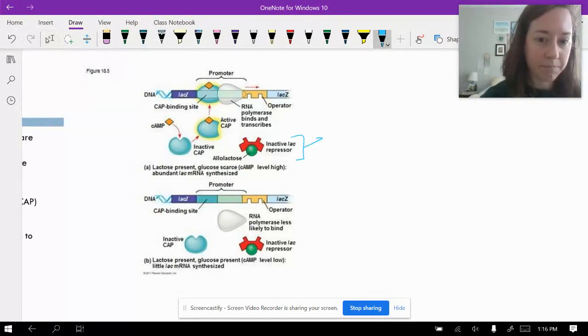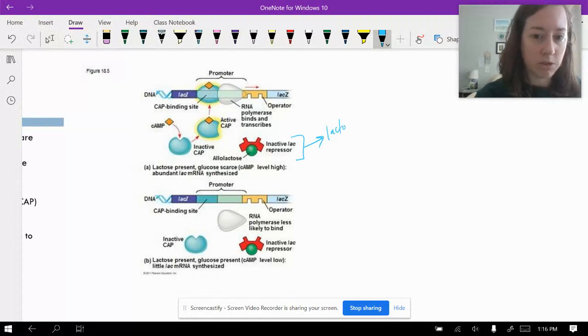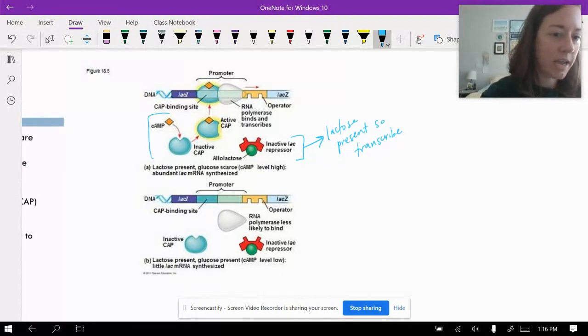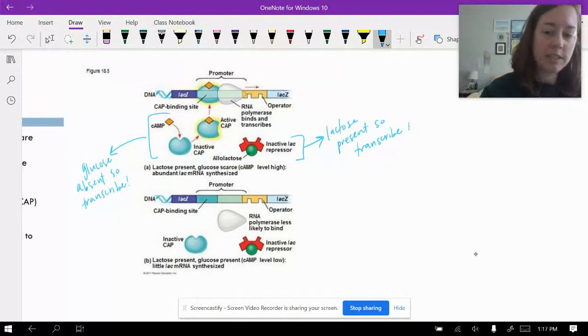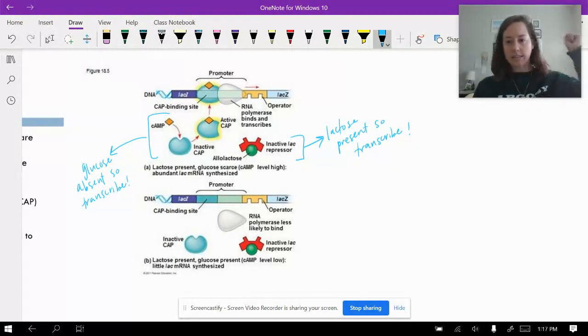This is saying lactose present, so transcribe. This is saying glucose absent, so transcribe. So both of these things together are saying like, yes, yes, yes, go, go, go. We want to use the lactose.